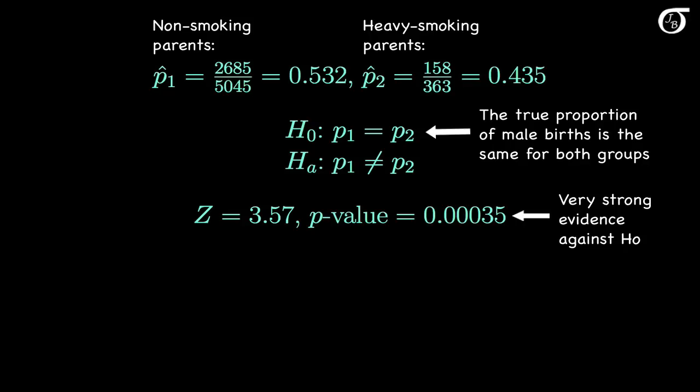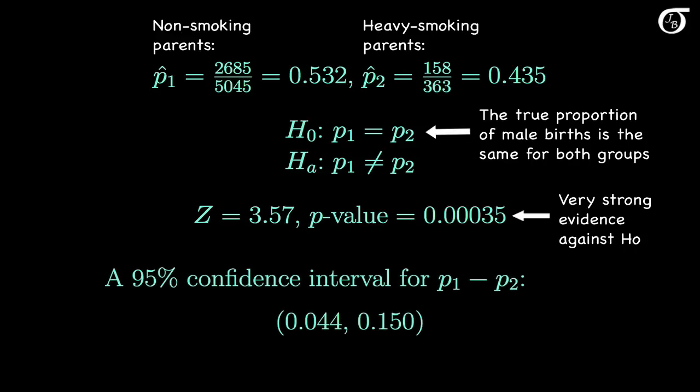So there is very strong evidence that the true proportion of male births differs between non-smoking parents and heavy smoking parents. But a conclusion that there is a difference on its own is not very informative. We are almost always interested in the nature of that difference. Here, note that the sample proportion of male births to non-smoking parents is greater than that of heavy smoking parents. So this study gives strong evidence that non-smoking parents have a greater proportion of male births than heavy smoking parents.